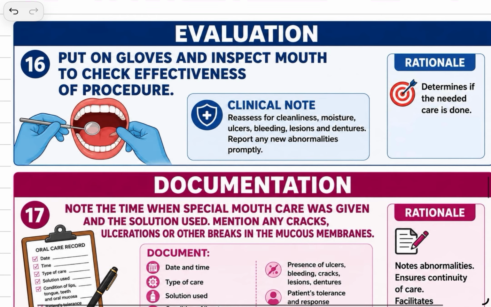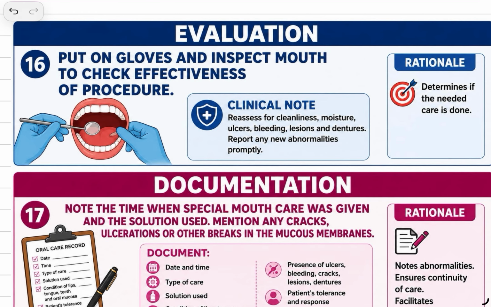Next, we need to do the evaluation. In the evaluation, again you need to put on gloves. That's why we said two pairs of gloves: one pair for doing the oral care and the second pair for the evaluation. Are you understanding what you are evaluating? While giving the care, did you rub very roughly or very gently? So you need to check now whether any ulceration or tooth injury has happened or not, in the evaluation.